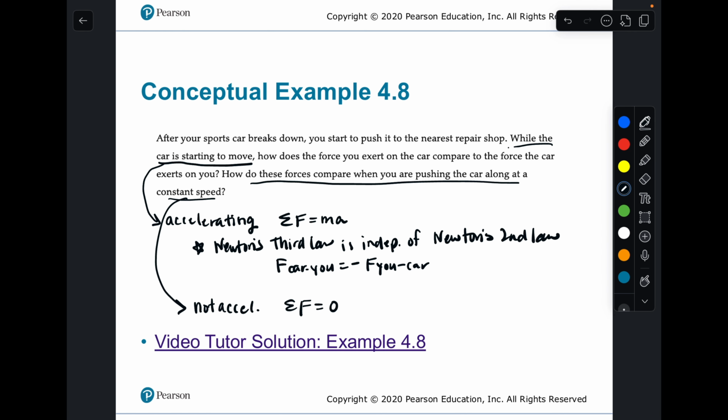So your action-reaction pair does not care if either object is accelerating or not. It's independent. And so the action-reaction pair between you and the car is still going to be equal and opposite. Okay?